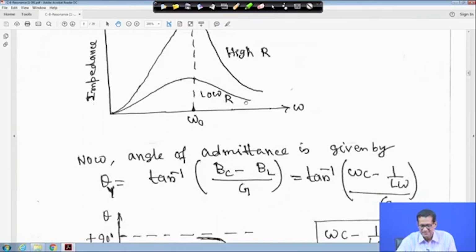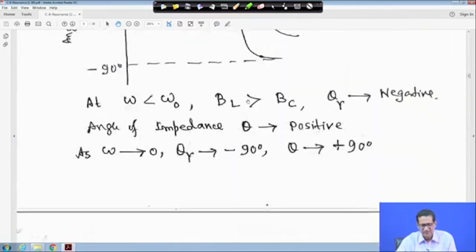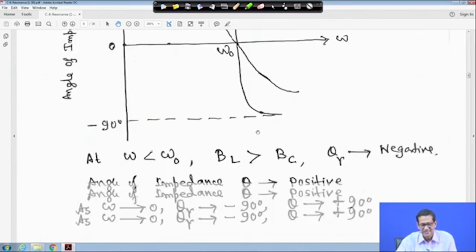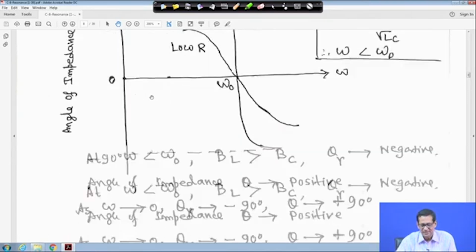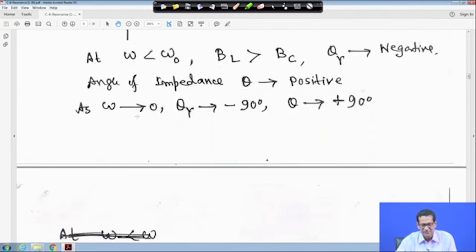Same thing is explained here: when omega is less than omega 0 and BL is greater than BC, theta y will be negative, right, and the angle of impedance theta is positive, because theta y is the angle of admittance. If the angle of admittance becomes negative, then the angle of impedance theta will become positive, right. Similarly, if omega tends to 0, theta y, the angle of admittance, becomes minus 90 degrees, and therefore the angle of impedance theta will be plus 90 degrees, right.